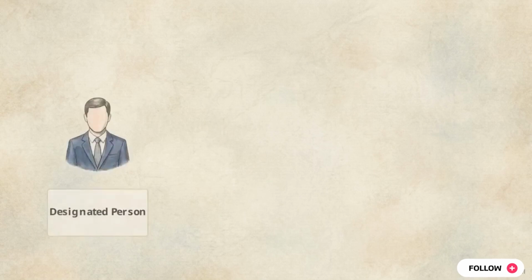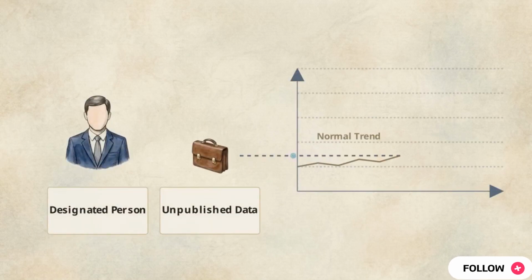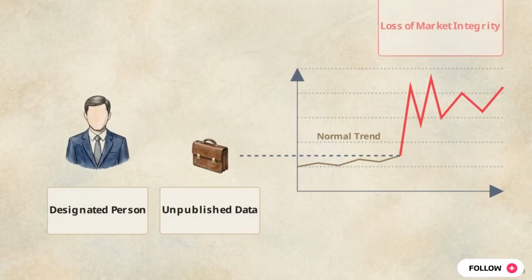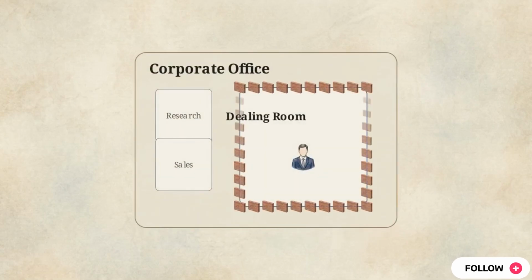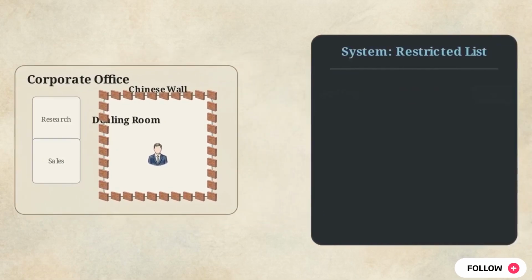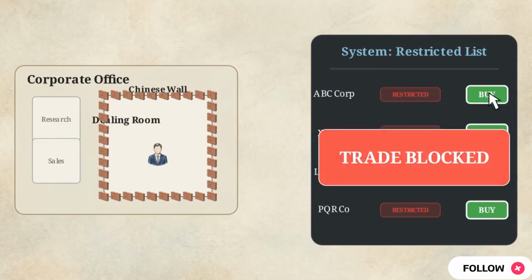Inside a PMS, designated persons often possess unpublished price-sensitive information. Trading on that data affects market integrity. Regulations mandate a Chinese wall policy, isolating the dealing room so sensitive information flows strictly on a need-to-know basis. The compliance officer also maintains a restricted list. If a designated person attempts to clear a trade for a restricted stock, the system blocks it.